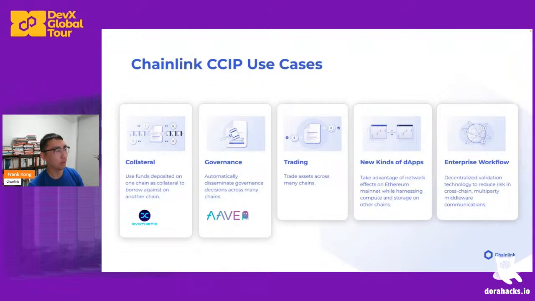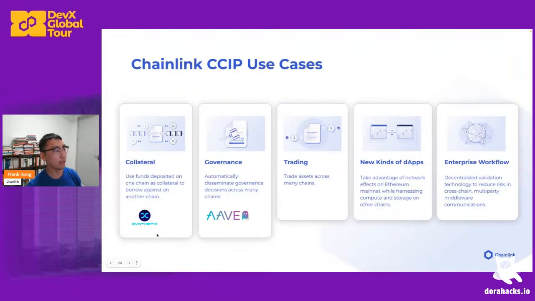You may want to collateralize your asset on the Ethereum mainnet and get some liquidity like USDC or USDT on some lightweight layer 2. Maybe you just deposit 1 BTC on the Ethereum mainnet and get some USDT on Polygon, or get some USDT on other layer 2s. And there is one protocol that has already achieved this. It is called Synthetix.